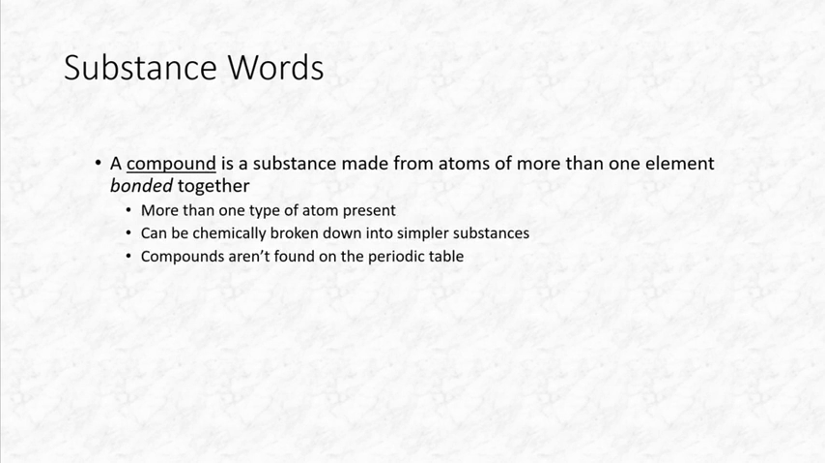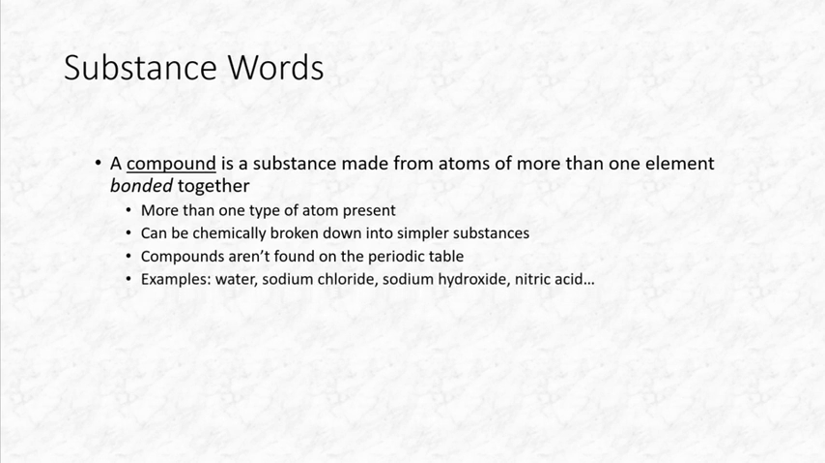Compounds, however, are substances made from atoms of more than one element bonded together. They'll have more than one type of atom present. They can be chemically broken down into simpler substances, and compounds aren't found directly on the periodic table. So examples you'll regularly come across are water, sodium chloride, sodium hydroxide, nitric acid, and so many more.